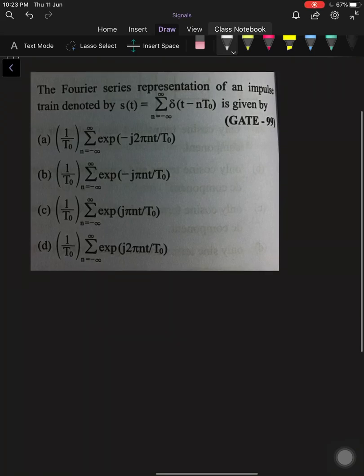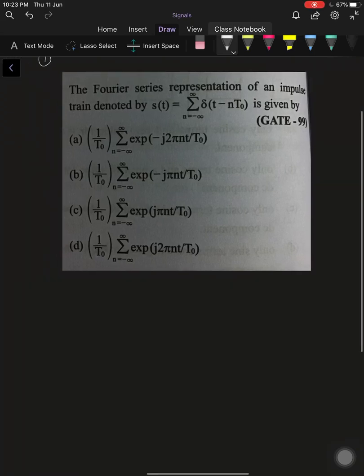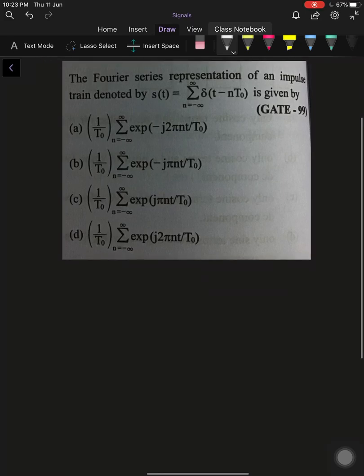Hello all. We'll be starting with the first question in signals and systems. So this is a mix of the Fourier series and some basic signal expansion. So we'll be talking about that as we go through the question.